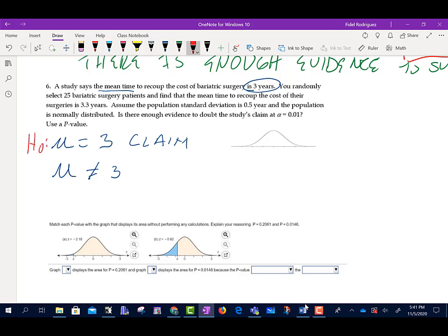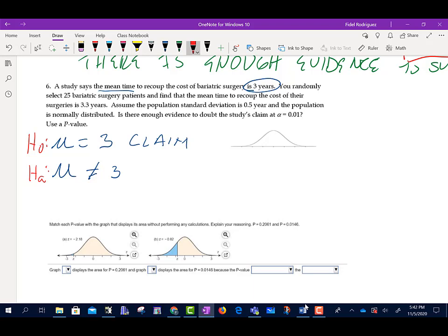So the part that's equal to is this one here. This is my H0. And here is my Ha. Okay? So now we have that part there. We know that our null is that mu is equal to 3. We know the alternate is that it's not equal to 3.